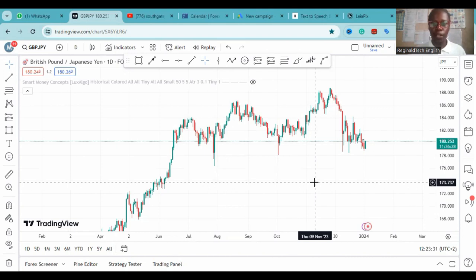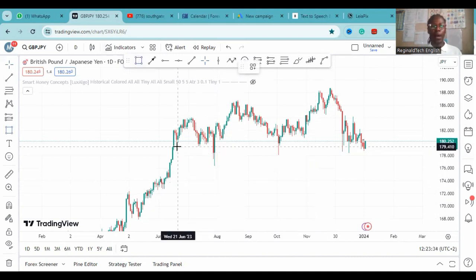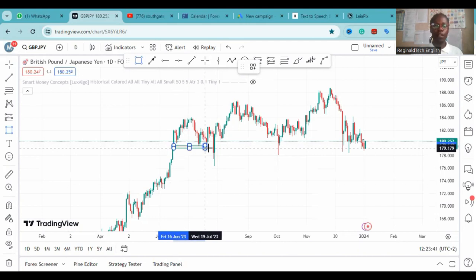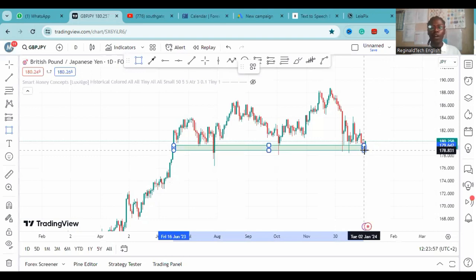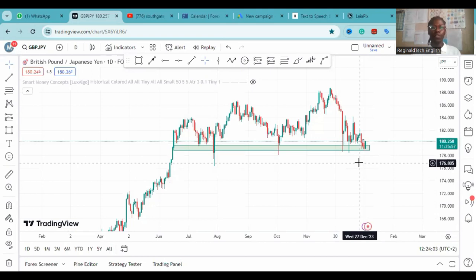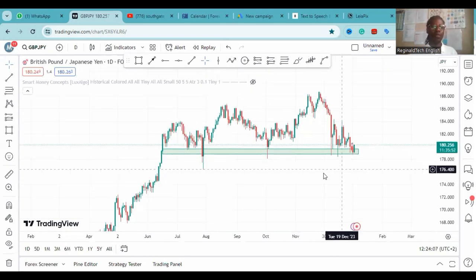So now GBP JPY, we understand that from 16 June 2023, the market created a support level, and then came here on the 27 July, created a support level, bounced off to the upside, and then came up once again here on October 4, 2023, and made a support zone. Once again, this is now January 2024, and it created a support zone. Even today, guys, the market is still in the support zone, and we are looking for the market to buy.